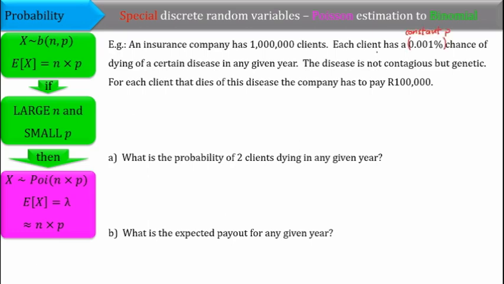First of all, each client has a 0.001% chance of dying. Since each client has the same probability, we have a constant probability. And since we're interested in people dying, if you look at the question here, clients dying, expected payout, the company will only pay if a person dies. So we'll consider dying as a success in this case, which is a very grim thought. But for our example, dying will be a success. So we look at the probability of dying and it stays constant.